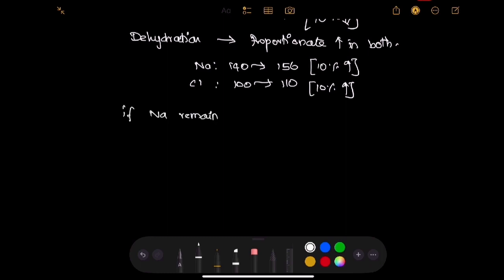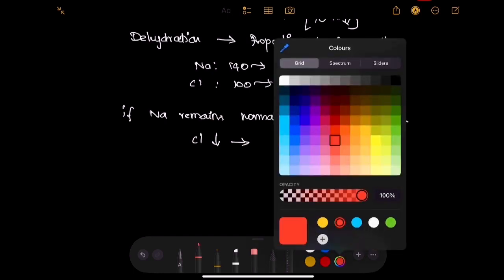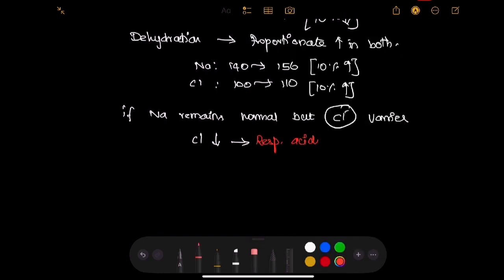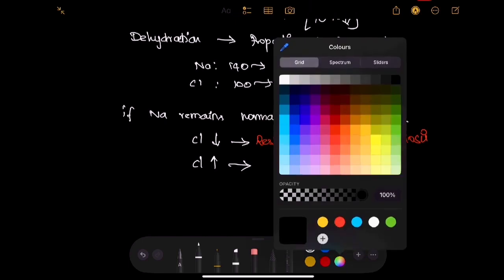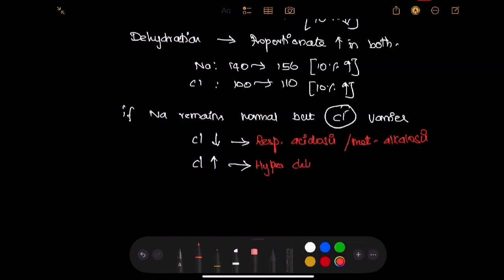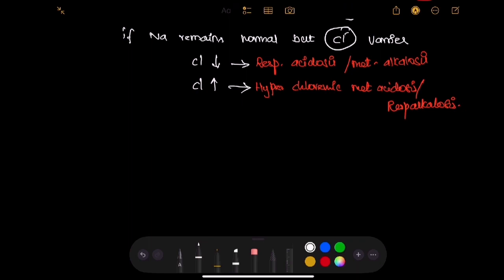If the sodium remains normal, but the chloride concentration decreases disproportionately to sodium, then we call that condition respiratory acidosis or metabolic acidosis. If the chloride level increases, then we call it hyperchloremic metabolic acidosis or respiratory alkalosis. These are inconclusive terms. These are not definite for the diagnosis of acid-base disorders. Then we can combine whether overhydration or some metabolic disorder is present with the help of the disproportionate increase or decrease in sodium and chloride.